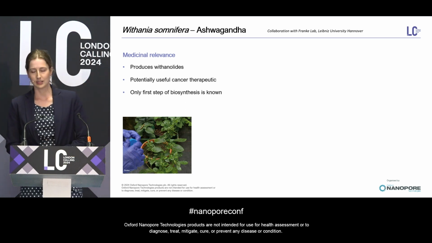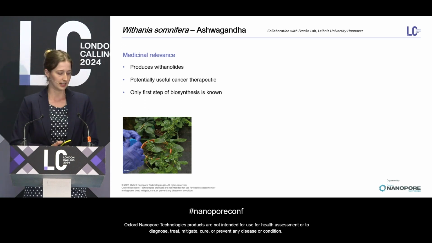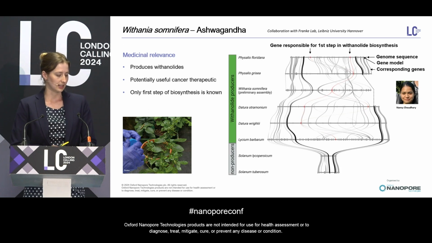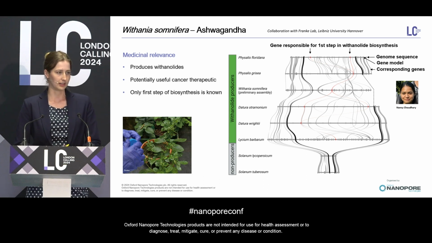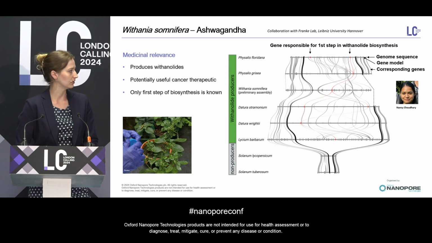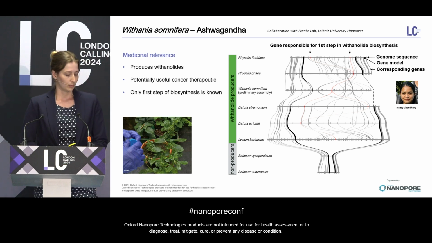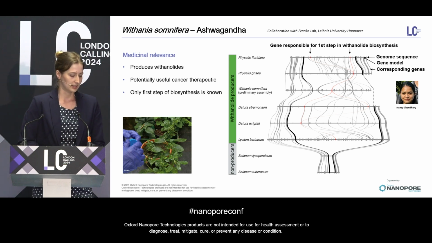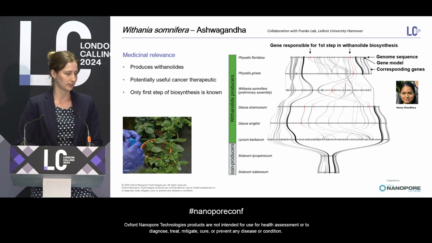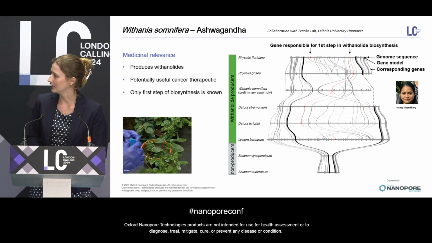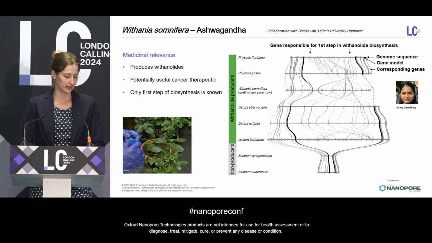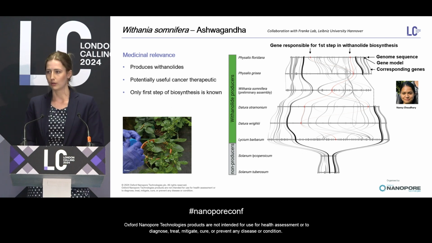To do this, we sequenced the plant, did an annotated assembly, and then did synteny analyses with other withanolide-producing plants. You can see the withanolide producers here indicated in green and non-producers indicated in gray. What's obvious at first glance is that we have identified a biosynthetic gene cluster. The borders of the gene cluster are indicated with the bold black lines, and you can see that there are many genes in the gene cluster that are not found in the non-producers.